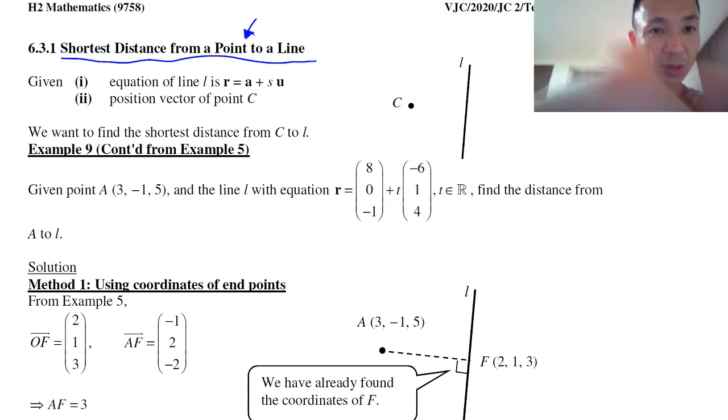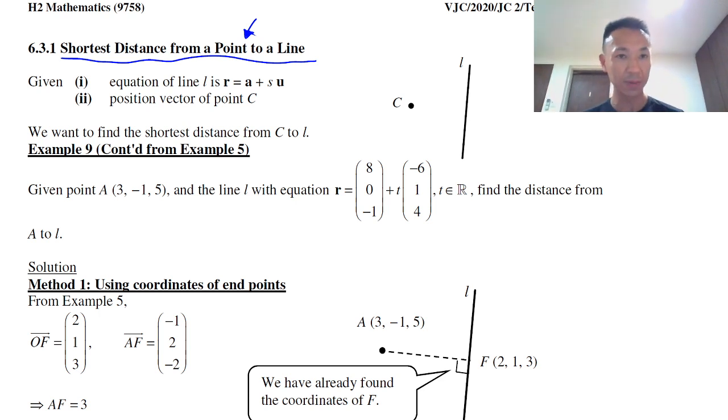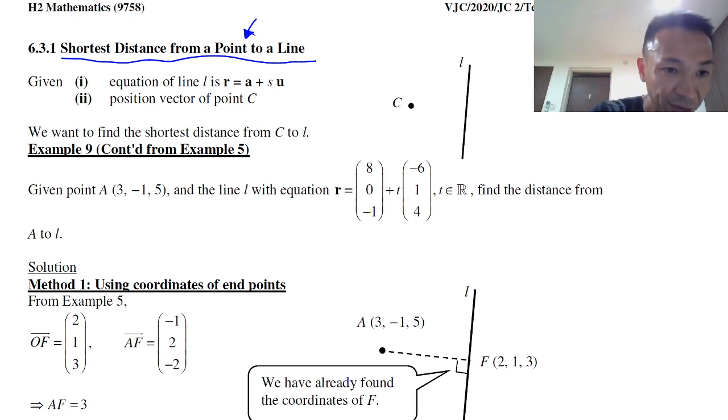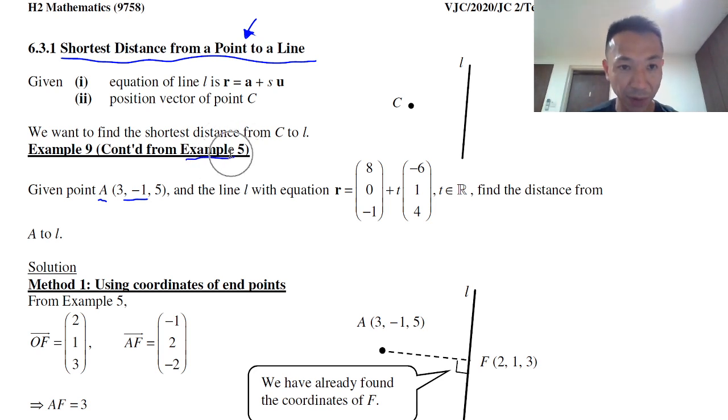Now, you may have your preferred method, but I need to show all 3 to illustrate the 3 ways of getting distances. Okay? Let's use example 9. Given a point A, 3, minus 1, 5. The numbers are exactly the same as example 5, so you may want to refer to example 5 as well. I have a point A here, and this is a line. Find the distance from A to L.